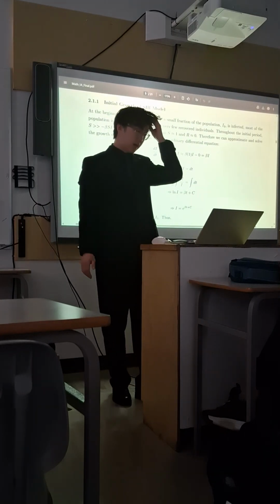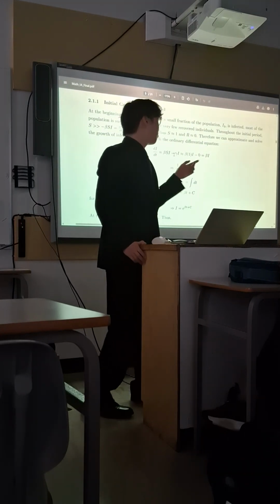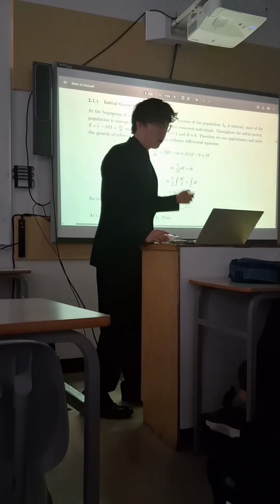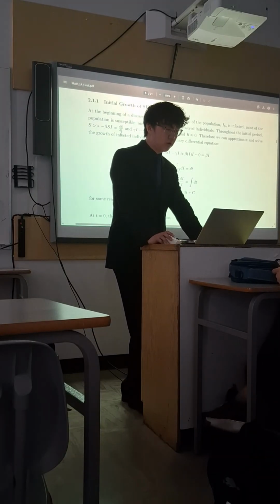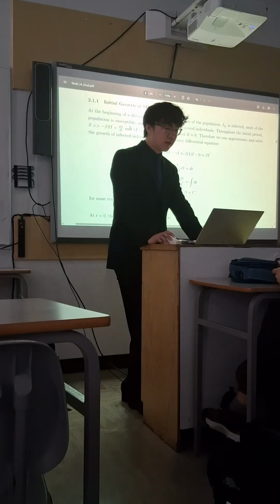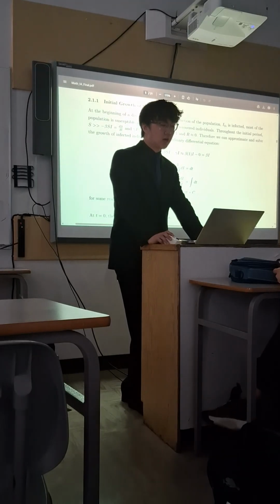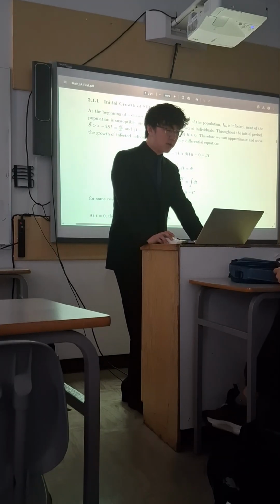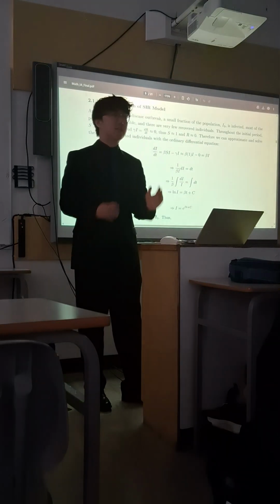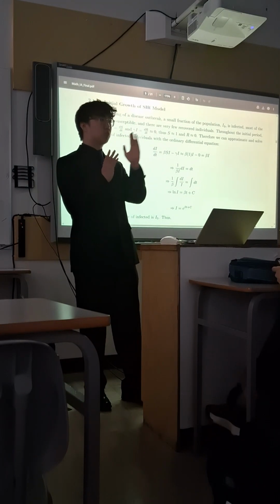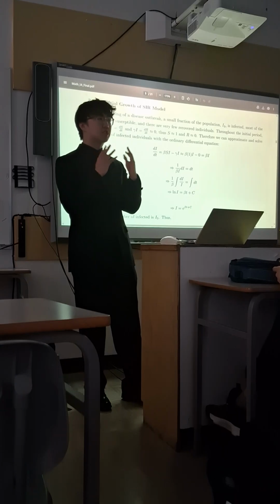Firstly, I think out of all the math, this one will probably be the easiest to understand. We want to know what the initial growth of the SIR model is. So at the beginning of a disease outbreak, a very small fraction of the population, I0, is infected, and most of the population is susceptible, and there are very few recovered individuals, which means that the transition from infected individuals to recovered individuals is going to be much smaller than the number of people who become infected.